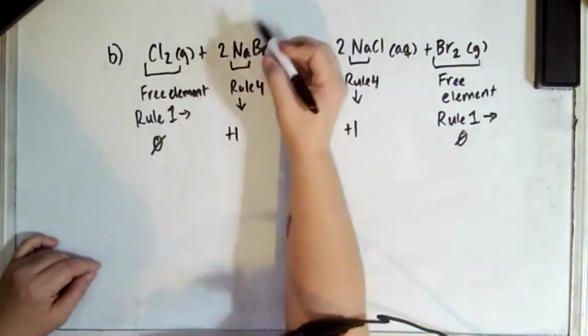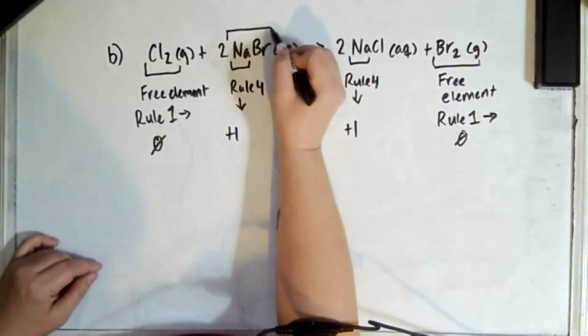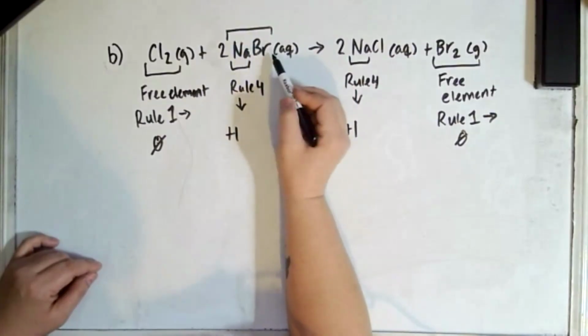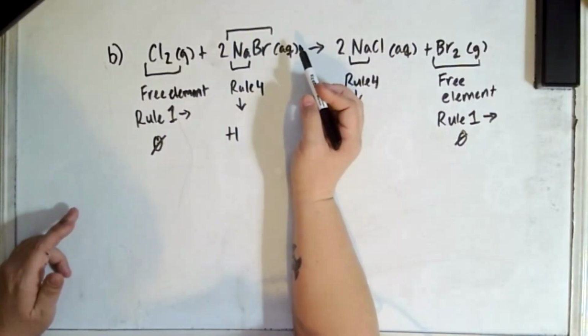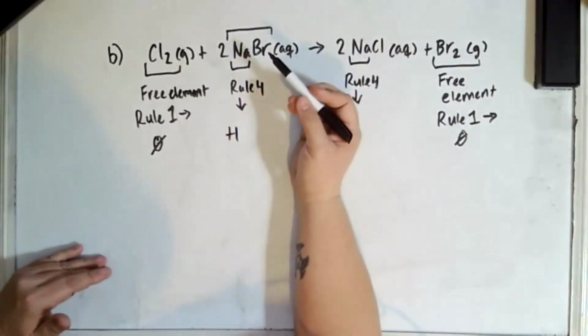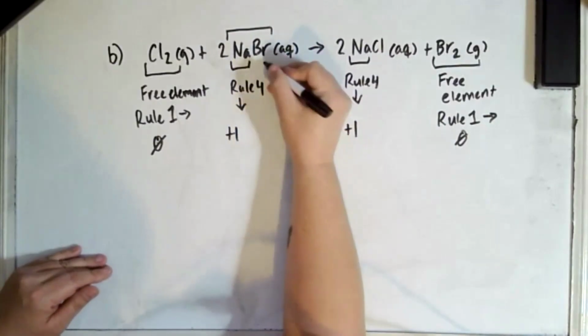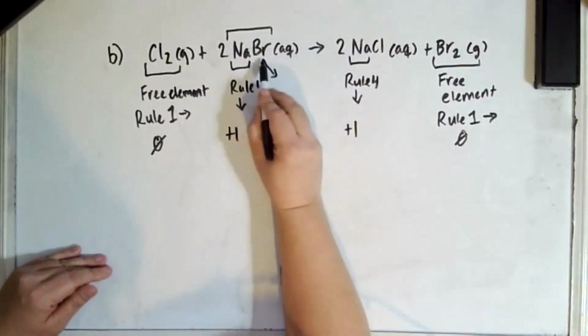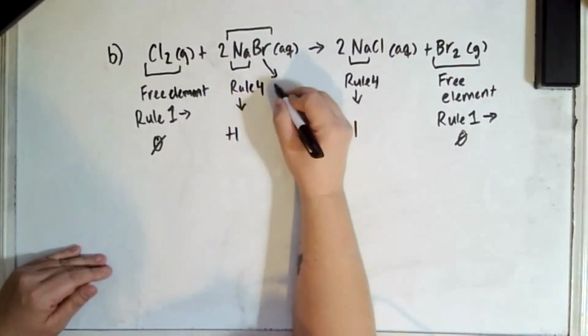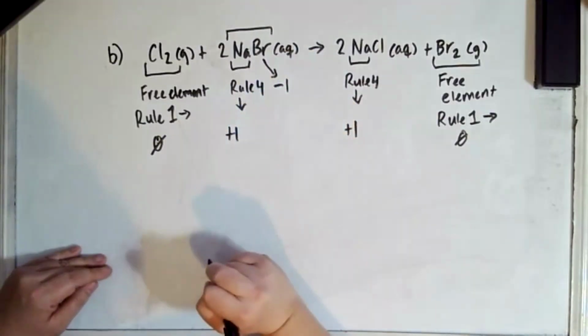And what rule number 3 tells us is that when we add the oxidation of sodium and bromine together, they have to add up to 0, just like with charge balance. So if sodium has a +1 oxidation, then bromine in the NaBr has to have a -1 oxidation.